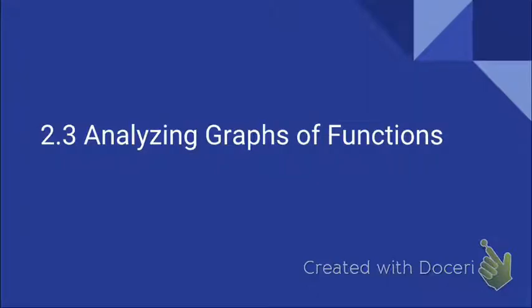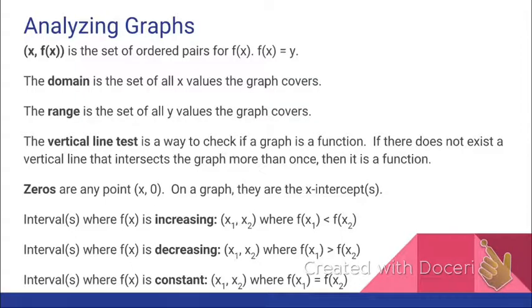Hello everyone. Today we're going to learn 2.3, how to analyze graphs of functions. First, a couple things you want to take notes on, things we're going to look for in graphs. First are certain ordered pairs. The first number is the x-coordinate, the second number is the y-coordinate. Y is the same as f of x. Now with this functions unit we're going to use f of x more because it's more efficient.